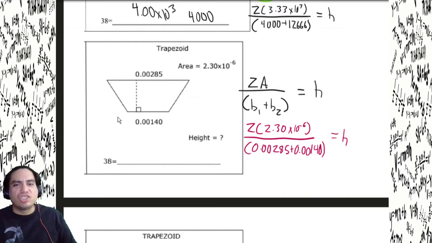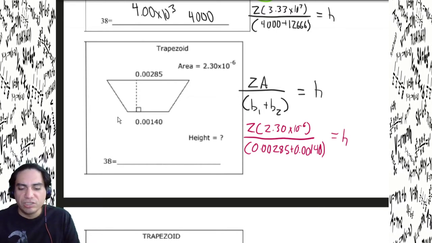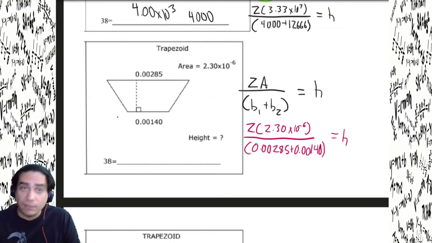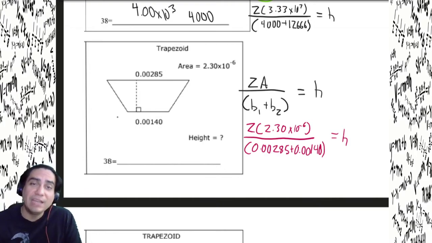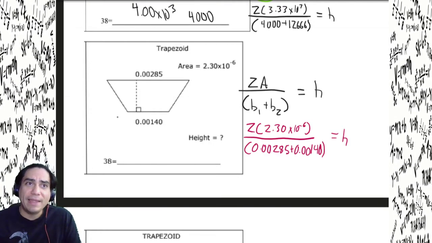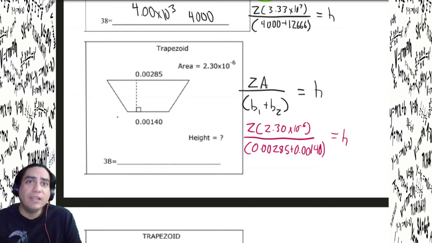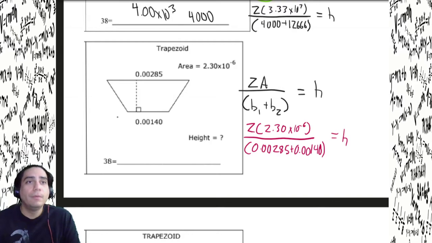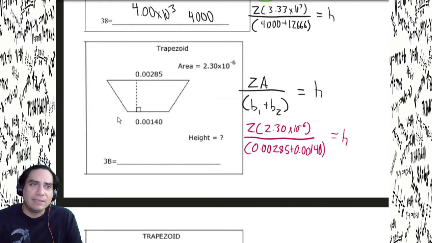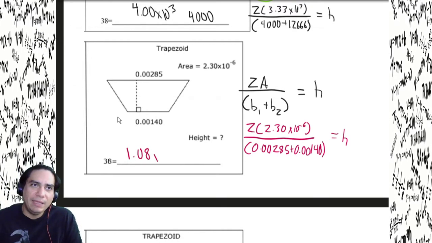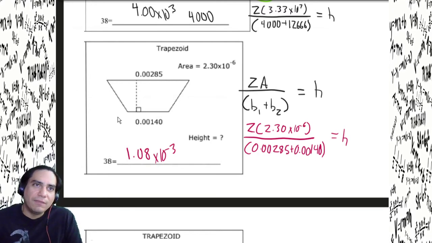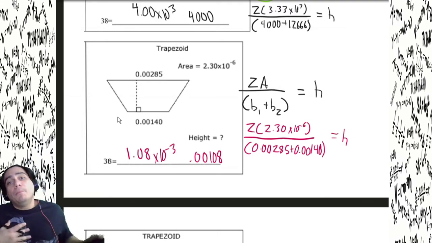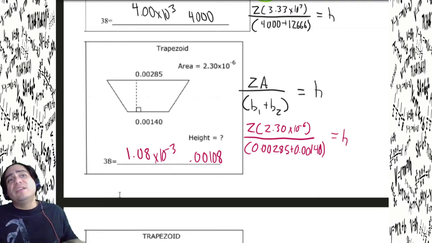So let's go ahead and set it up. 2.30 times 10 to the negative 6 power. You better put negative. If you don't, we're going to end up with something that's really not going to make sense. Multiply it by that 2. Now we're going to get our bases here, add them together and then divide them. And now we got ourselves our height. It's going to be 1.08 times 10 to the negative 3rd, or 0.00108.